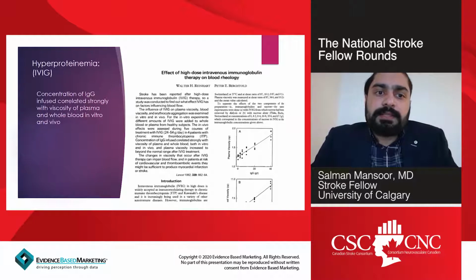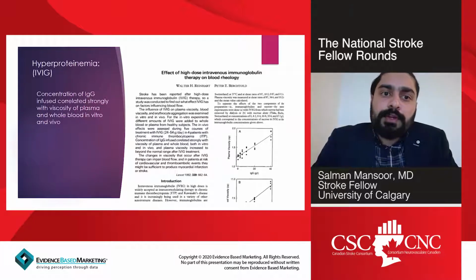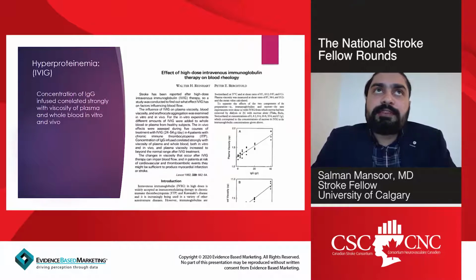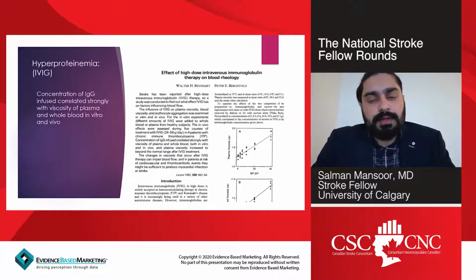Another example of a hyperproteinemic state comes from indirect evidence in iatrogenic IVIG infusions. We know that with IVIG infusions, there is a higher risk of stroke in the early few days, and it correlates directly with the amount of IVIG infusion being given and the time duration over which the infusion is given. So this was a study published in Basic Science Review, which looked at the effect of high dose.